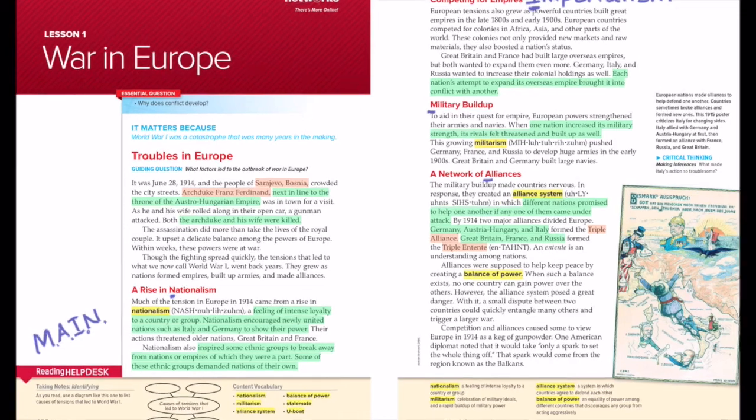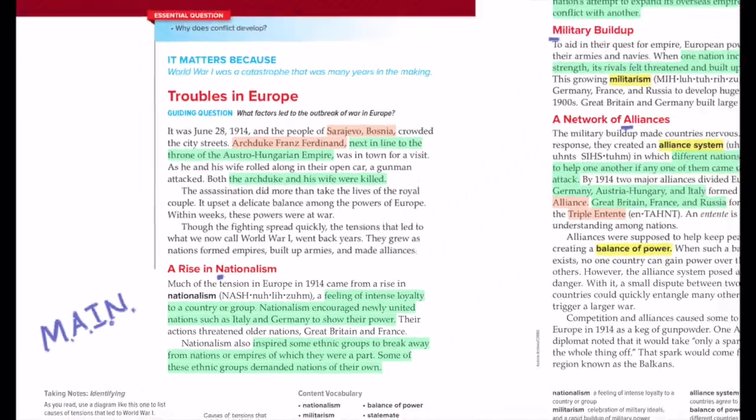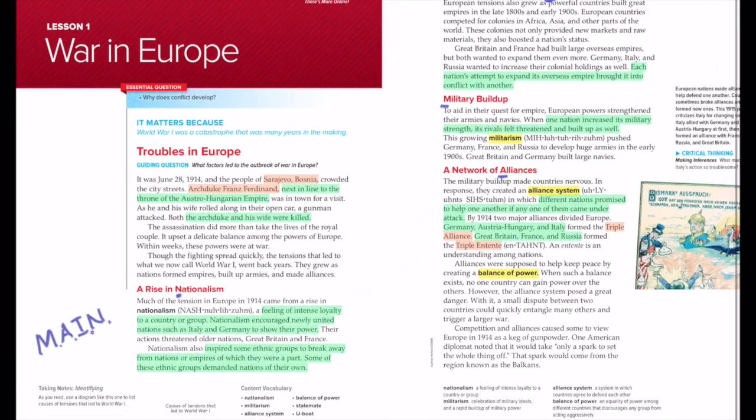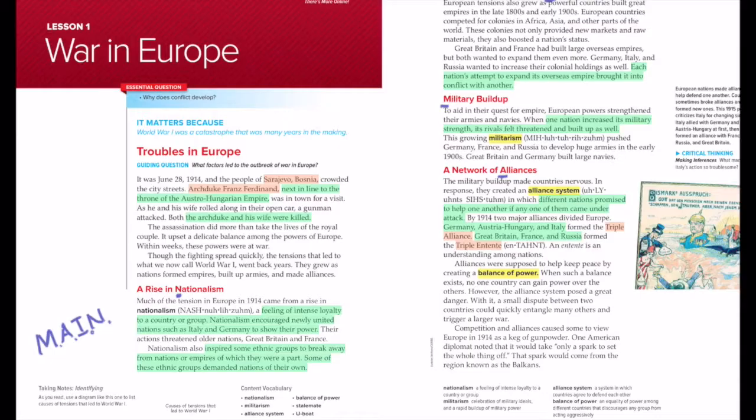So first of all, on this page, you will see I have the word MAIN written on the side here. That is an acronym that will help you remember the causes, or the things that led to World War One. Okay, so there are 4 main reasons. So they are militarism, alliances, imperialism, and nationalism. And your book does not do them in order, so I just wanted to point them out first.